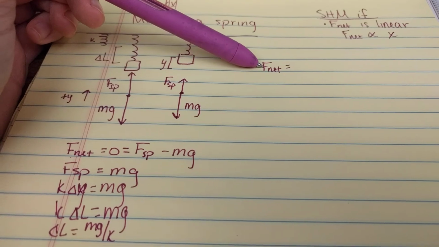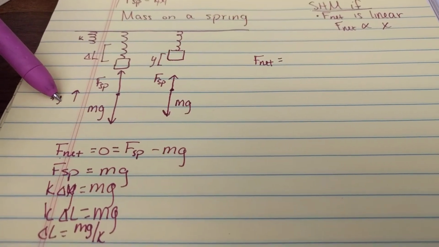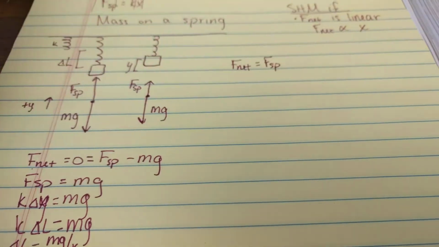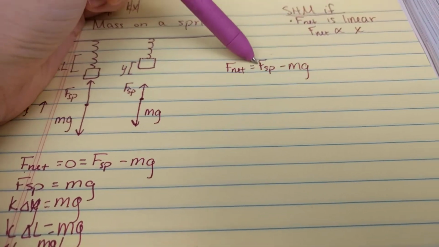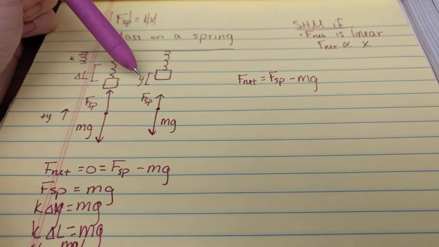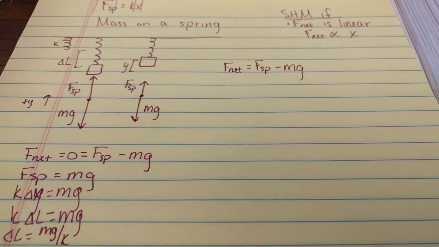Well, let's just compute our net force. We're still going to call upwards our positive y. So then we have a positive spring force and a negative weight. And we want to check to see if this is going to be proportional to, well, this time instead of x, we're using y. So we're going to see if it's proportional to y.